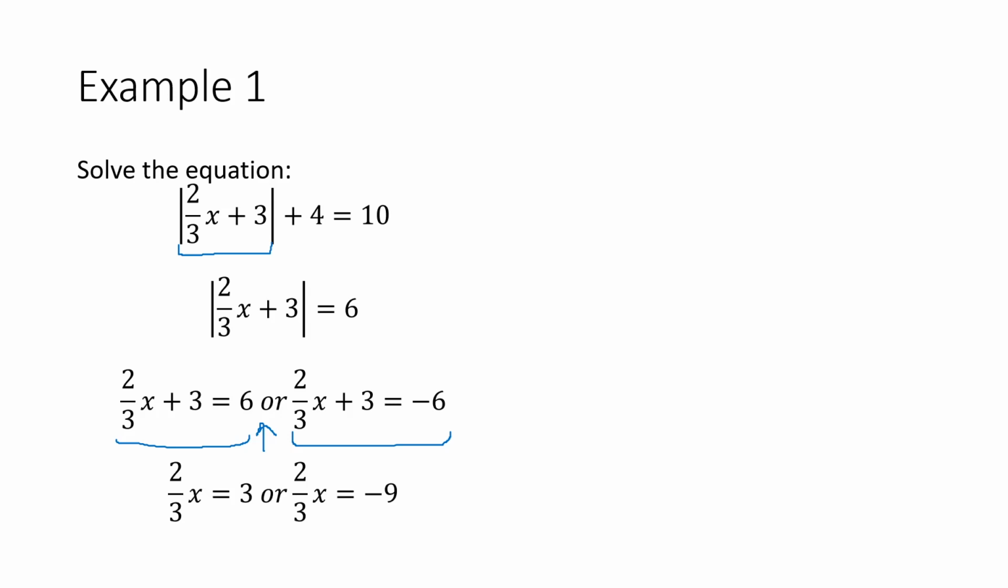I generally do it at the same time because, like I said, you're going to be doing the same steps. And so in this case, subtract 3 from both sides of both equations to get 2/3 x equals 3 or 2/3 x equals -9. From there, you can do this a few different ways to solve for x. Maybe you'd multiply by 3 and then divide by 2. I went ahead and did both at the same time.